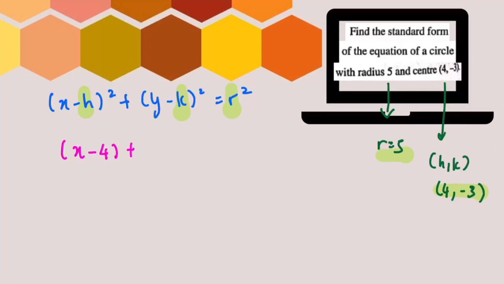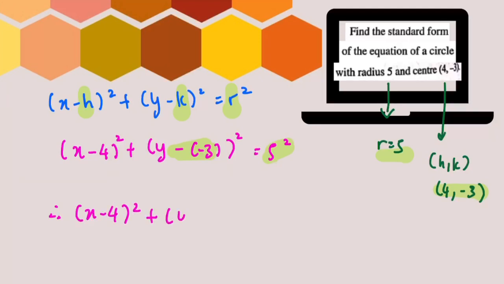x minus, put in your h, 4, squared, plus y minus, put in your k, minus 3, squared, don't forget, equal to 5 squared. So now let's solve these two things here. Therefore, your answer is x minus 4 squared plus y plus 3 squared equal to 25. So this is your standard equation of circle.